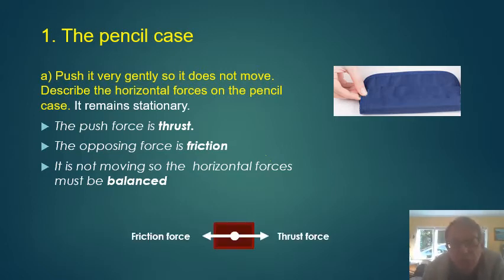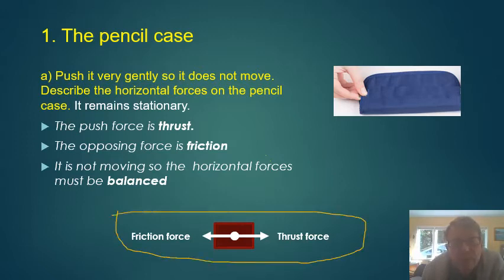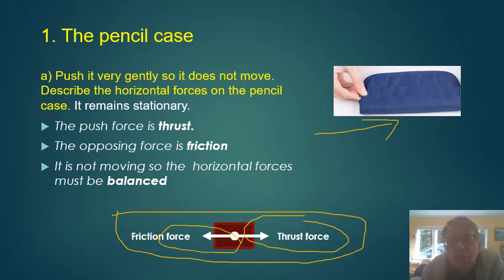So we can draw a force diagram like this at the bottom, where we show the thrust force going from left to right, so like this way, and the balanced friction force is hidden, but it's going at exactly the same strength but in the opposite direction. So, okay.